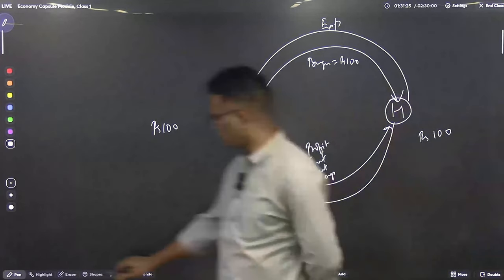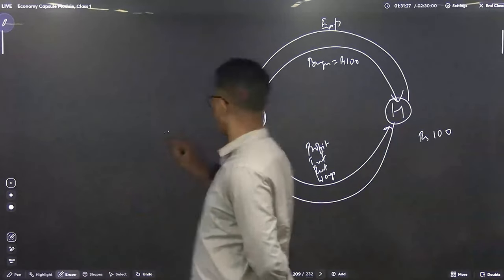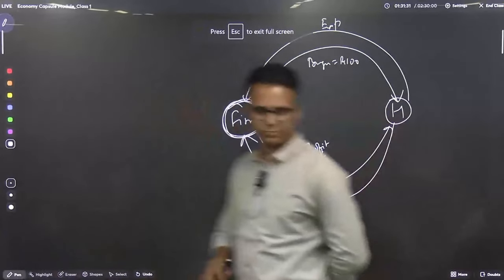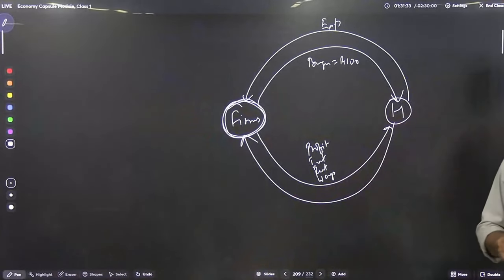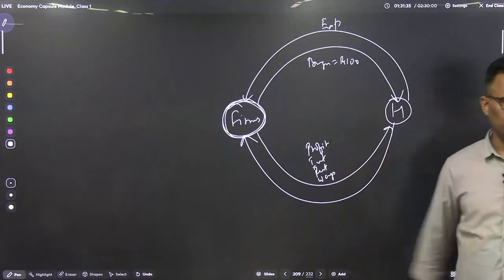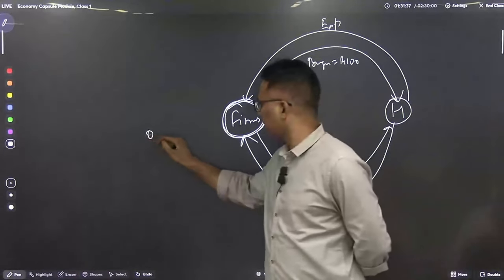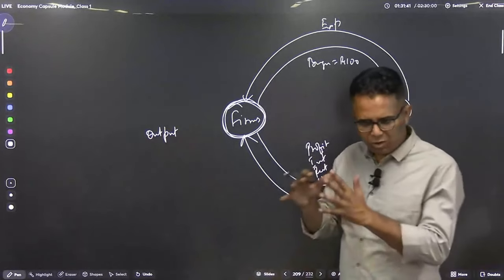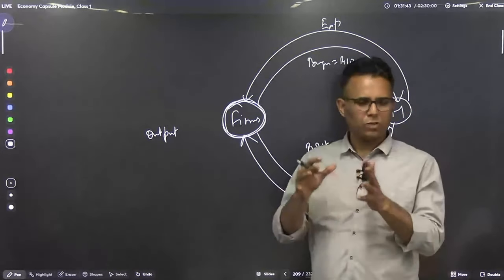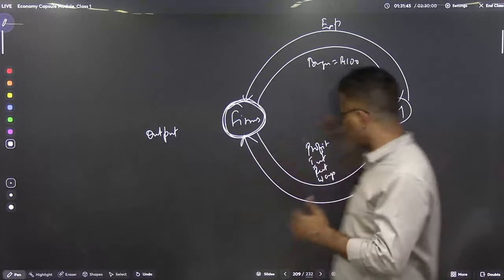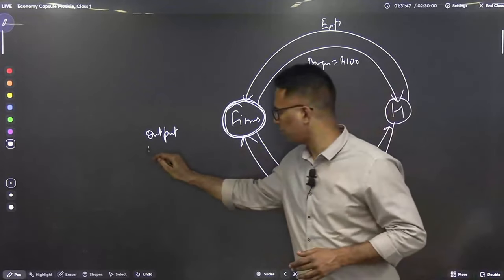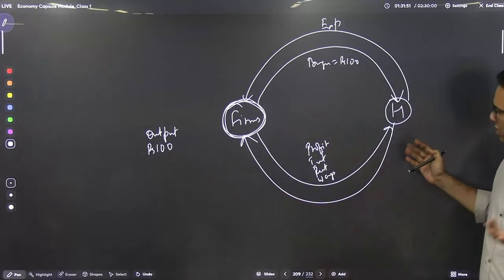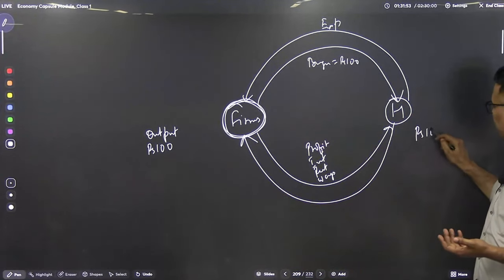So how machines got produced in the economy? Focus on the board. How machines got produced in the economy? Suppose next year these people decided that they will again produce the output worth rupees 100, because the economy has the capacity to produce only 100 rupees of output. So they again worked and produced output worth rupees 100. How much they got? 100. Whatever output they produce, they will get rupees 100.